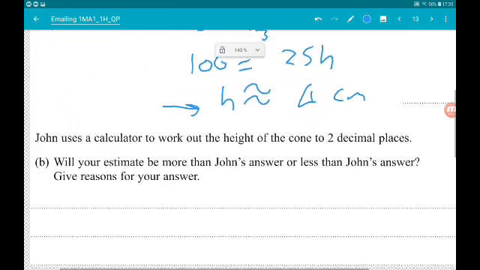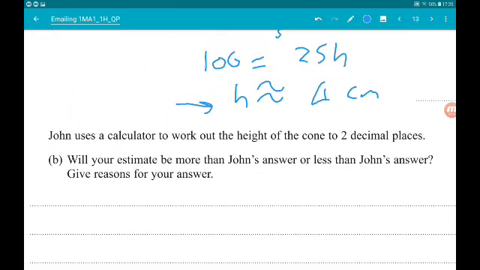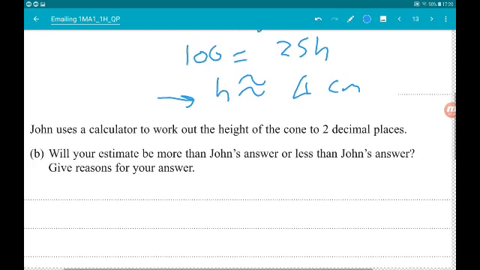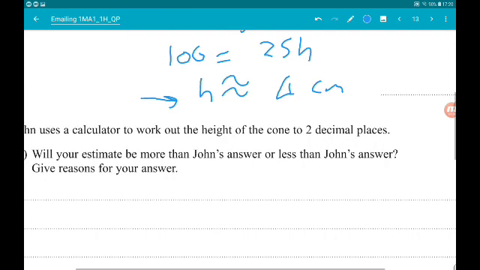For part B, John uses a calculator to work out the height of the cone to 2 decimal places. Will your estimate be more than John's answer or less than John's answer? Give a reason for your answer.